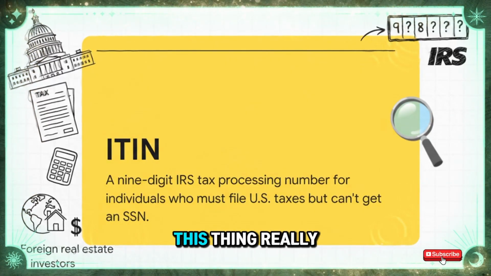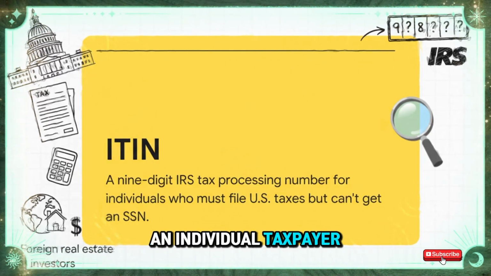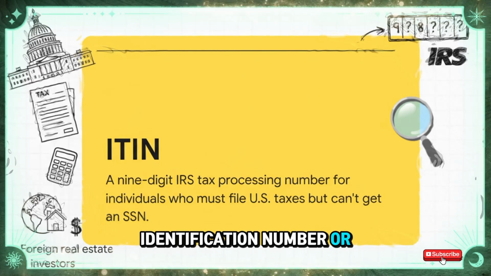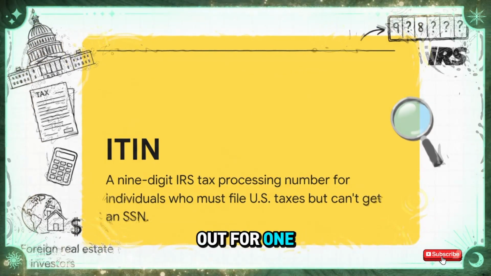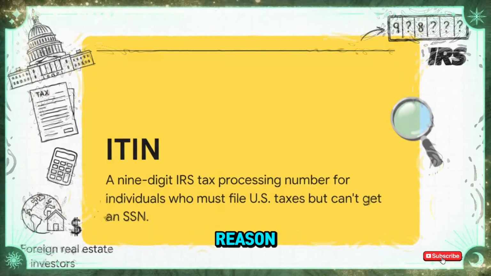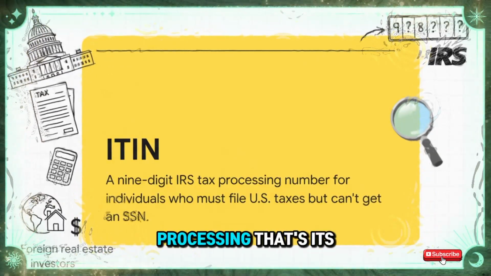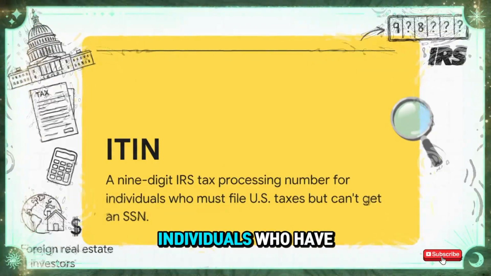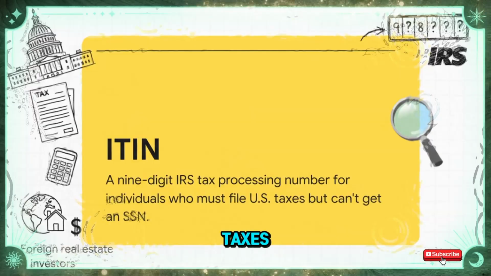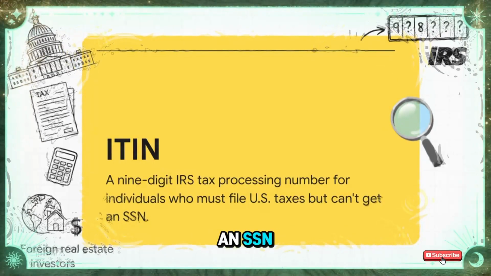So what is this thing really? An individual taxpayer identification number, or ITIN for short, is a number the IRS gives out for one and only one reason, for federal tax processing. That's its entire job. It's just a unique code so they can track individuals who have to file US taxes but can't get an SSN.